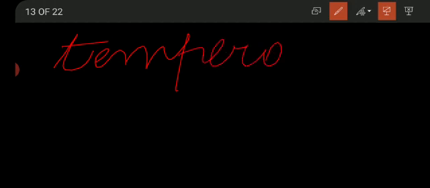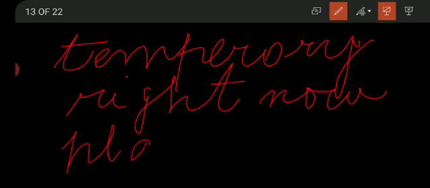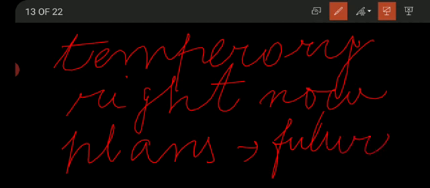Okay, now we have studied three usages of present continuous tense. First of all, present continuous tense is used for showing temporary events. Okay? Then for the actions that are happening right now. And then present continuous tense is also used for showing plans for the near future. Okay?